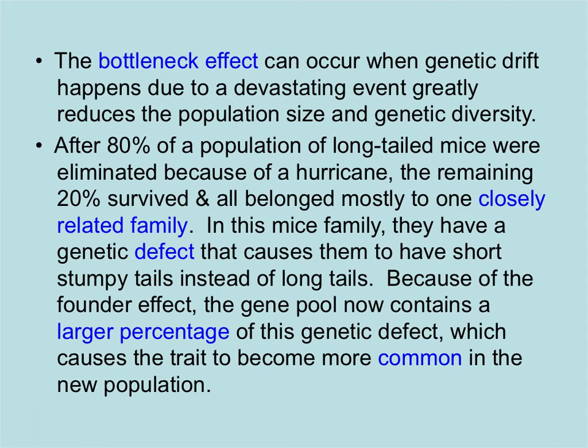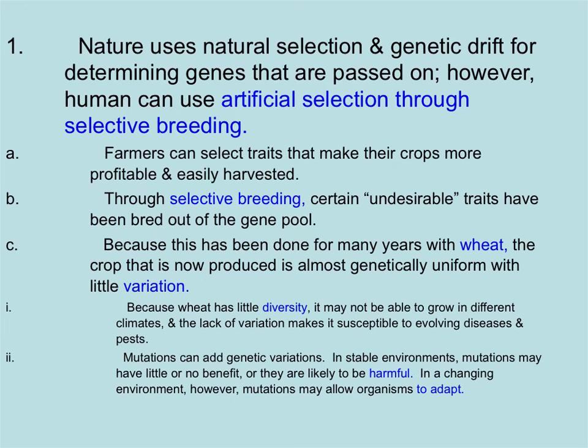So, most of these events are going to be related to natural disasters, earthquakes, volcanoes. It just depends on the environment. Most environments are going to have some sort of natural disaster that is accustomed to that area. Like California has a lot of wildfires, but we have hurricanes. So nature uses natural selection and genetic drift for determining the genes that are passed on. So that's how things occur in nature.